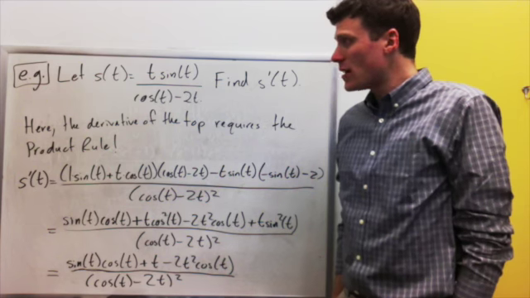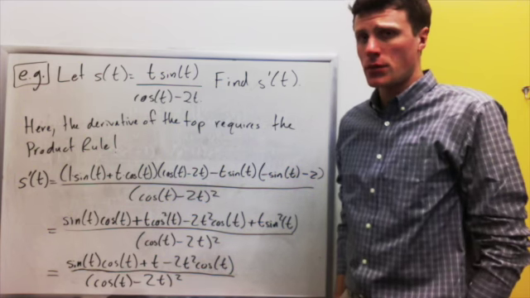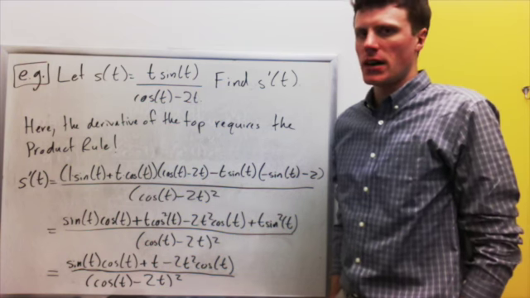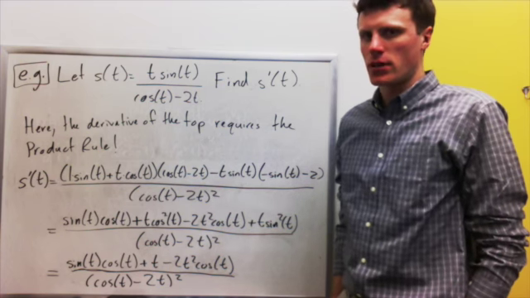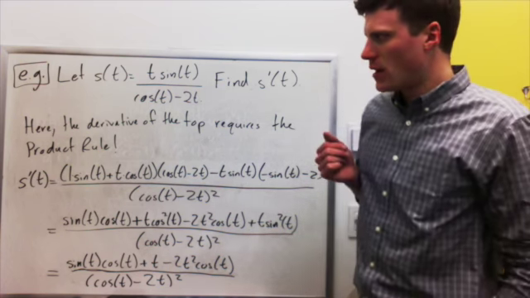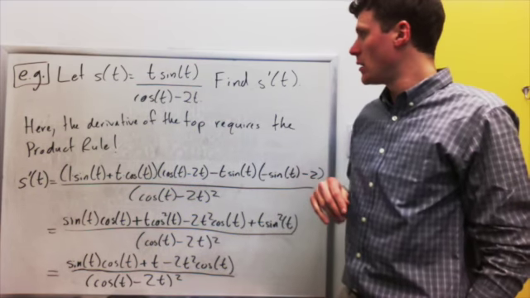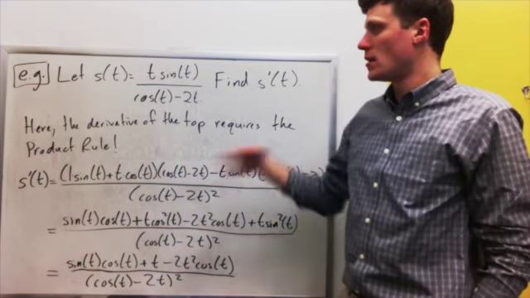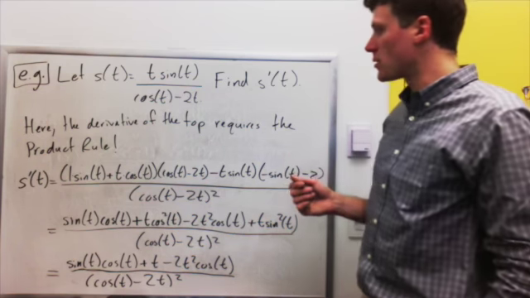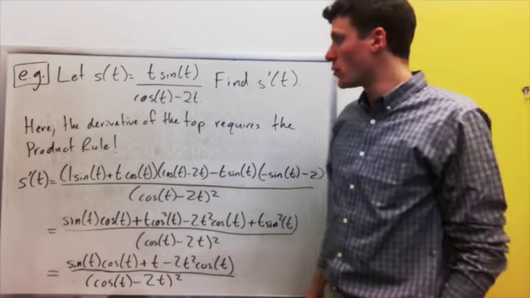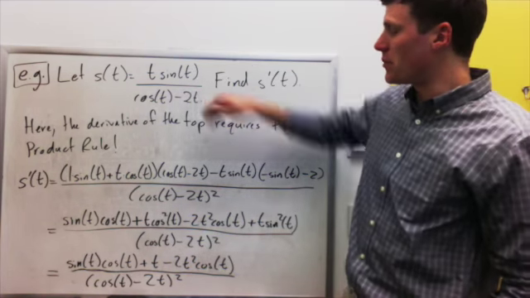Okay, so we're going to see that our rules of differentiation often get combined. We might have, say, a quotient that involves a product, like this. So let's let s of t be t times sine of t over cosine of t minus 2t. So I've got a product upstairs and then a quotient. Let's find s prime of t. So again, the derivative of the top here is going to require the product rule. So the quotient rule says take the derivative of the top times the bottom.